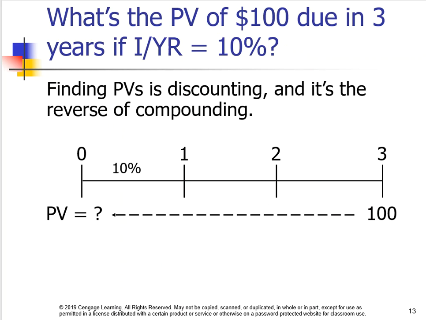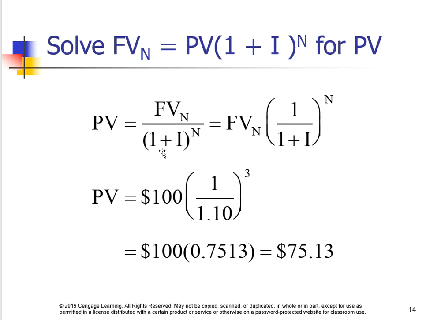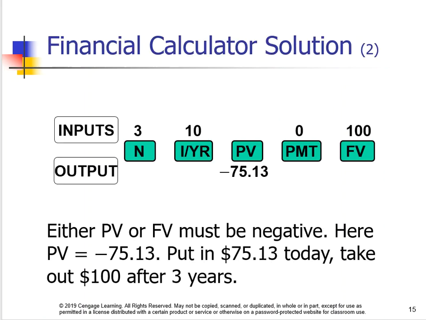So what is the present value of $100 due in 3 years if the interest rate is 10%? So this is going the opposite direction. What we just did is called compounding. What we're doing now is called discounting. Algebraically, to find the present value, we're dividing by 1 plus I to the nth. So the present value is $100 divided by 1 plus I to the nth, and that's 75.13.